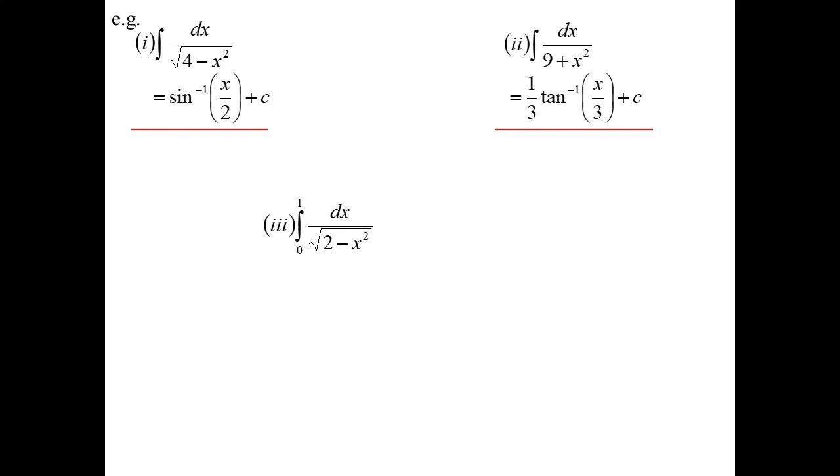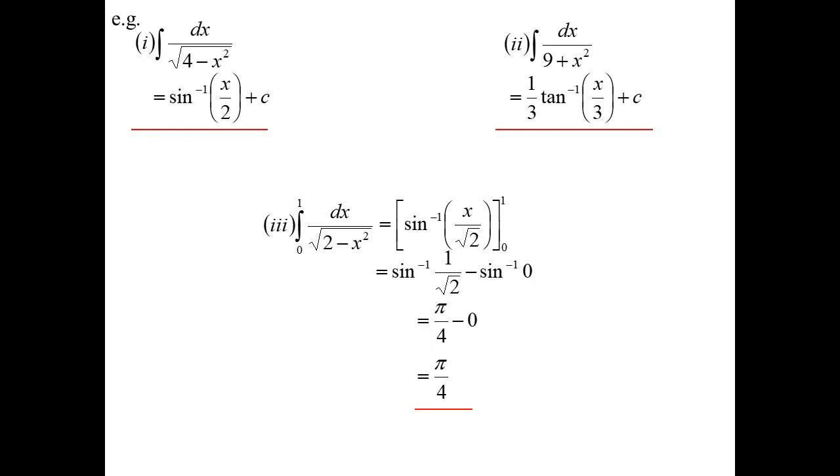Here's a definite integral. Again, it's in the form a squared minus x squared. So we get inverse sine of x on root 2. You're going to see that sort of thing a lot, because when we sub in, we get an exact value. You know, the 1 on root 2, root 3's on 2, that sort of thing. So we'll get inverse sine of 1 on root 2, which is pi on 4. Remember, it has to be radians, minus inverse sine of 0. So pi on 4 minus 0, pi on 4.